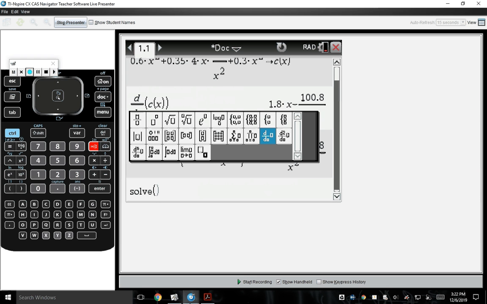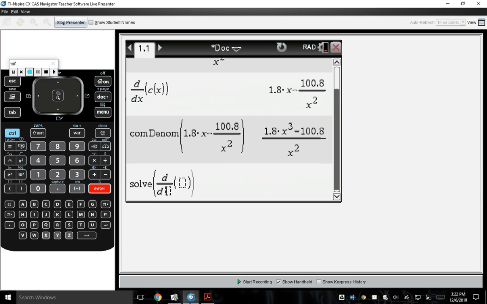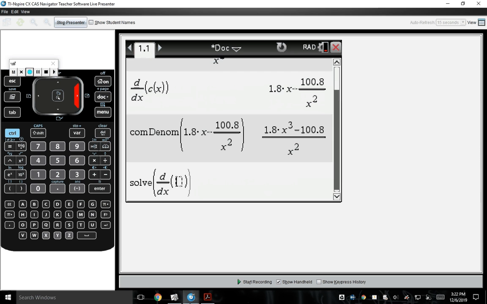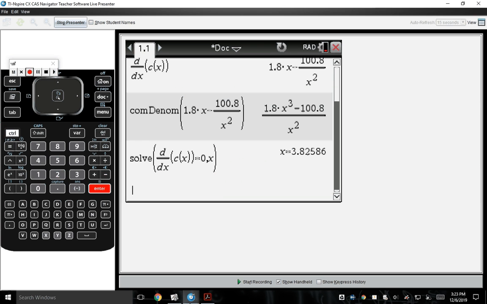Solve, when that button next to the 9, when the first derivative with respect to x, which is c of x, kick out 1 parentheses, very important, otherwise it's going to make it all error out, equals 0, comma x. And you'll get that. So our two critical points are 3.826 and 0.